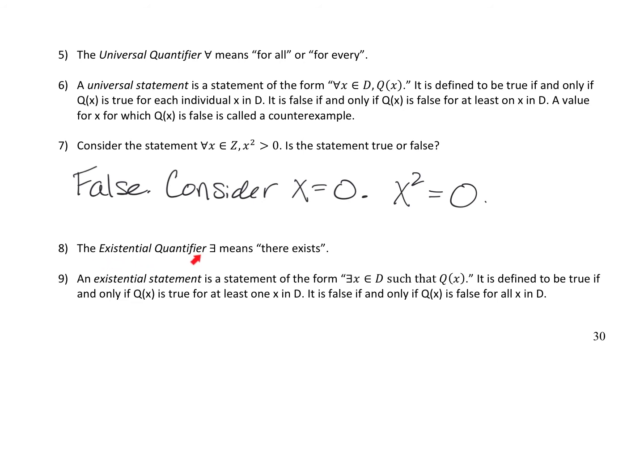The existential quantifier, symbolized as a backwards E, means there exists. So the root word of existential is exist. Okay, so this is the existential quantifier. An existential statement is a statement of the form, there exists an x in D such that Q of x is true. It's defined to be true if and only if Q of x is true for at least one x in D. False if and only if it's false for all x's in D.